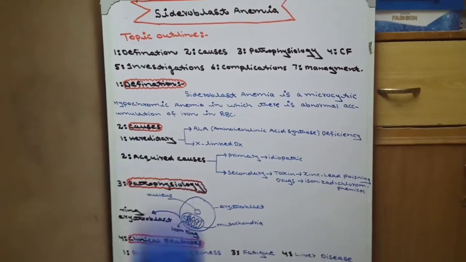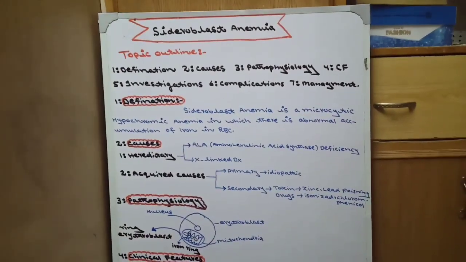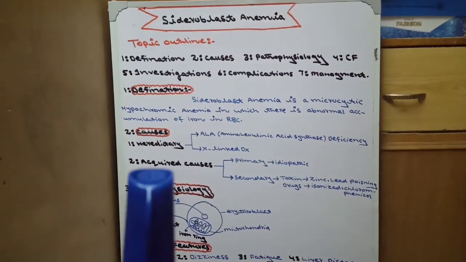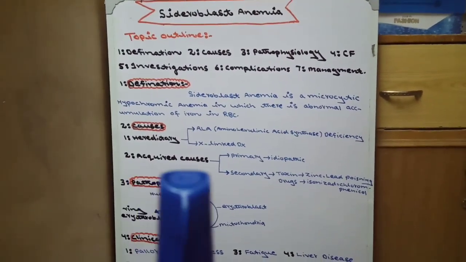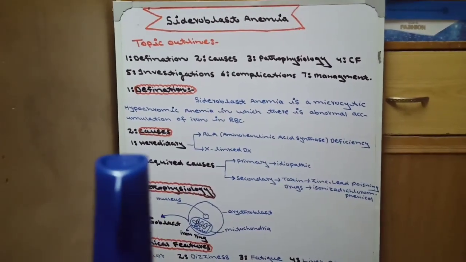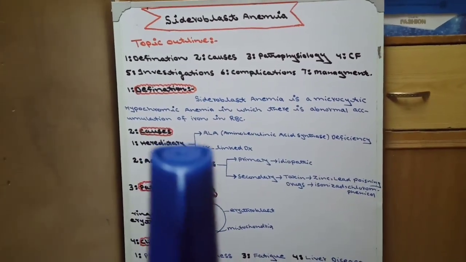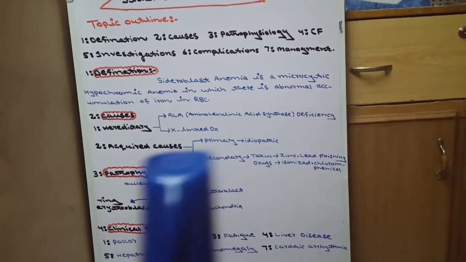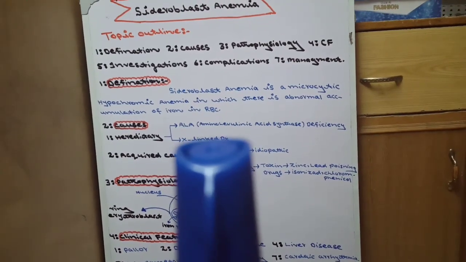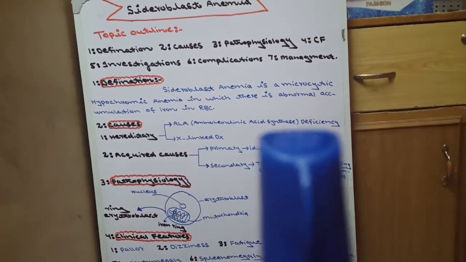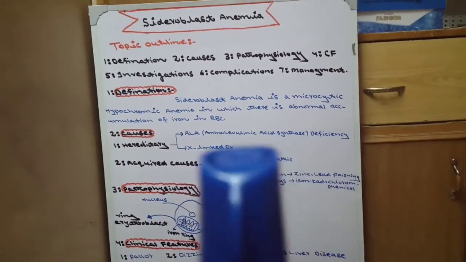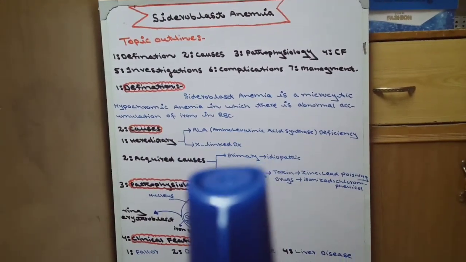Now come to the causes. There are two main causes of Sideroblast anemia. Number one is hereditary, number two is acquired causes. Now, hereditary causes we divide into two. Number one is ALA deficiency. ALA deficiency means aminolevulinic acid synthase deficiency. If there is ALA deficiency, as a result there will be Sideroblast anemia.